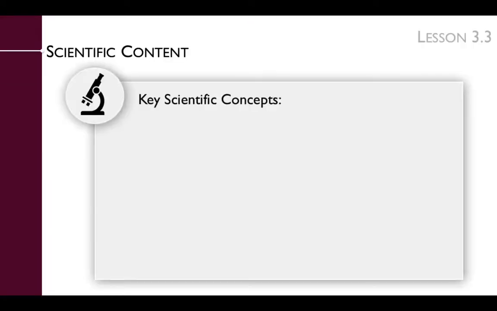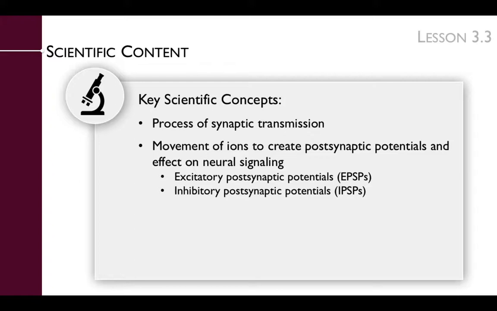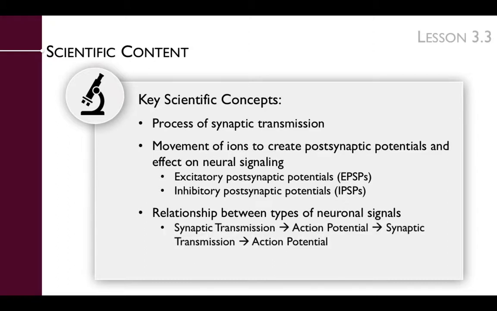To prepare for this lesson, you'll need to review the key scientific concepts that will be presented in it. They include the process of synaptic transmission, the movement of ions to create postsynaptic potentials and the effect on neuronal signaling, including excitatory postsynaptic potentials, EPSPs, and inhibitory postsynaptic potentials, IPSPs. This lesson also discusses the relationship between the different types of neuronal signals and the idea that synaptic transmission leads to the action potential, leads to more synaptic transmission, leads to another action potential, and the necessity to reach threshold before firing an action potential.